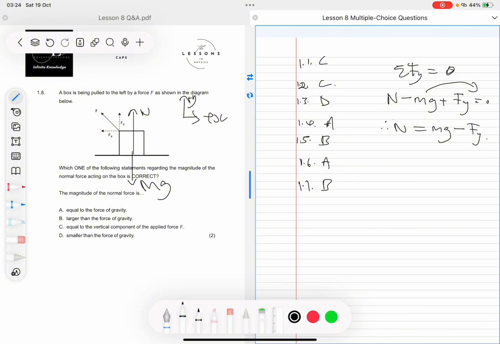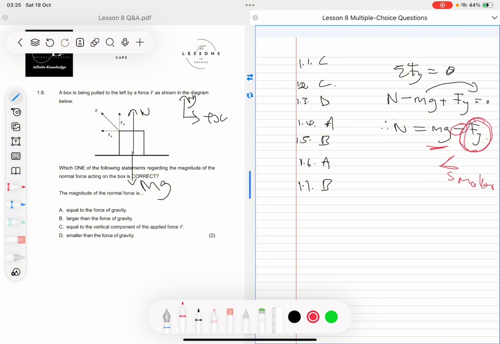Now let's interpret this answer. If you look at this answer here, we have the force of gravity and we are subtracting from it the component in the y direction, right? We are subtracting the vertical component, meaning we are reducing it, we're making the normal force smaller because we are subtracting a number from it.